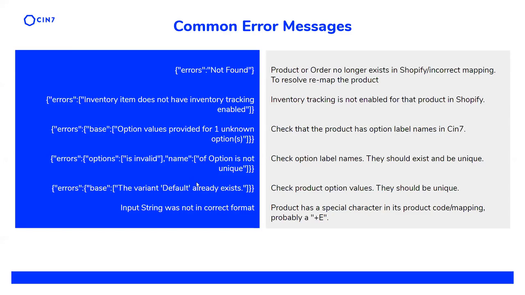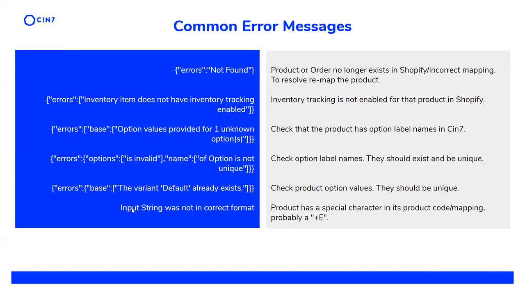And then the variant default already exists. If you have an option label name, then the system assumes that you would also have a value for that option. So if you have an option label name of color, but for a product option, you haven't given it a color, it's just blank, Shopify will default that to the word default. And so if you have multiple options and they all get assigned default, again, it'll assume they're all the same and throw an error that, hey, this already exists.